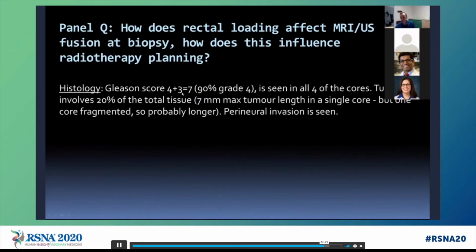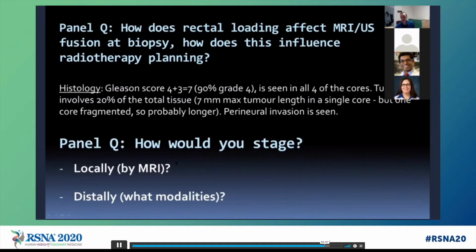So this was a higher grade lesion, so 90% grade 4 in all 4 cores, perineural invasion. So I guess the question is, how would you stage this? Well, locally by MR, and I think with that knowledge, we do call this T3a disease with that higher grade disease given the broad capsular contact. And what modalities would you do for distal staging?